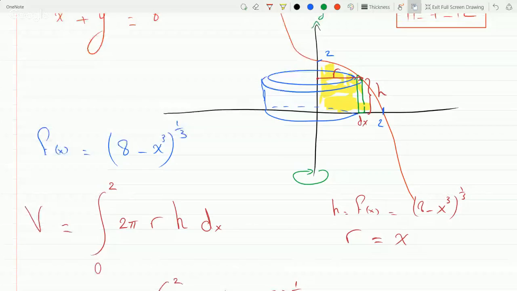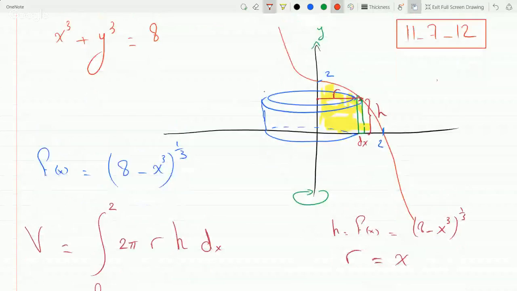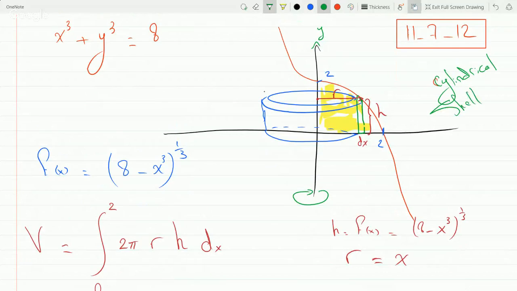This is called cylindrical shell method. Yeah, that's what I thought we were going to do in the first place. This is called cylindrical shell method, to find V, the volume of the rotated area. Right. All right. Okay. Do you understand the setup? Yeah, I get it. Okay, should we continue next time?